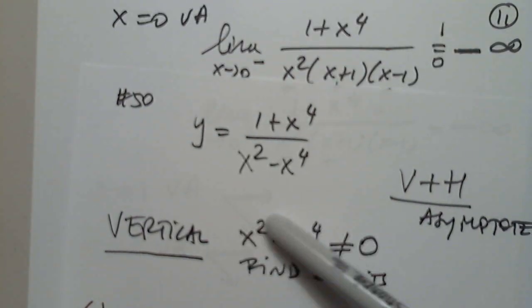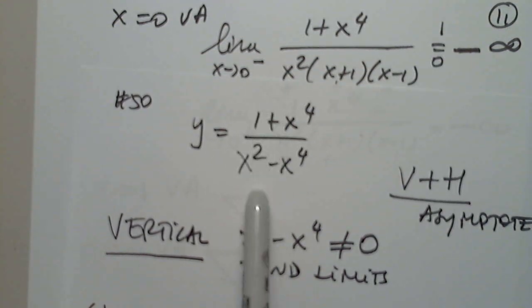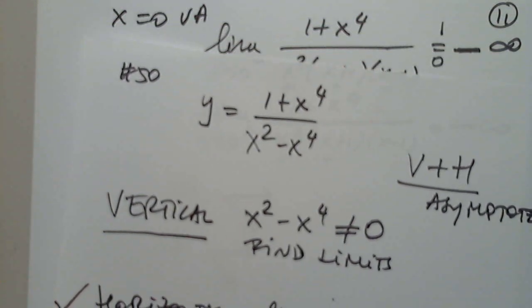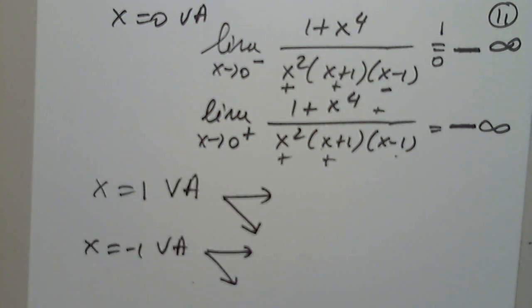Finding the points at which the function is undefined and there is no simplification going on, so it's no hole or removable, then we have to identify the vertical asymptotes and also have to determine each limit. Okay, any questions?